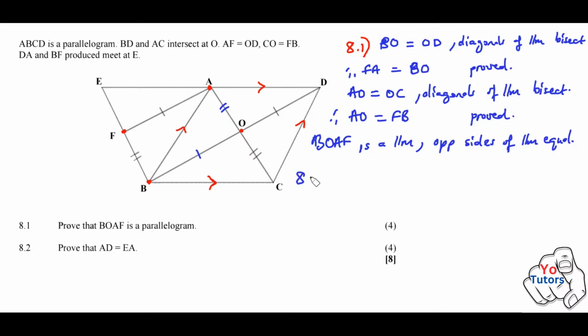Now let's go on to 8.2. Prove that AD is equal to EA. If we prove that AD is equal to EA, we need to check here first. If we look at this, we have got AD, we also have BC there. So we can now link this BC with EA, but how are we going to do that? That's the question.